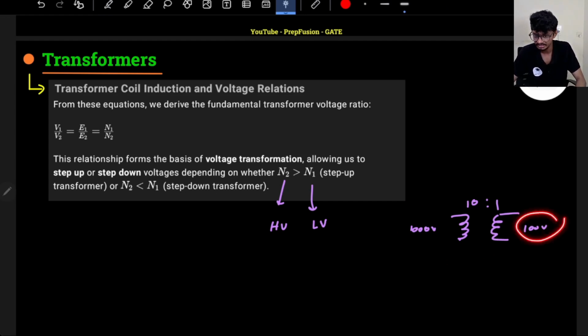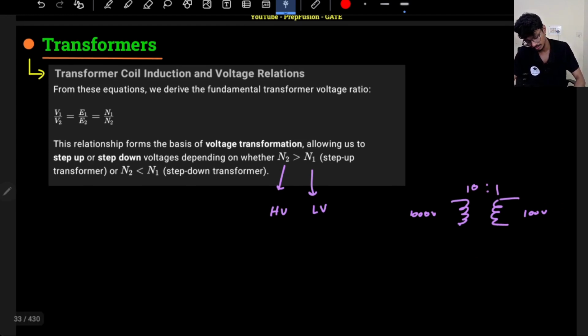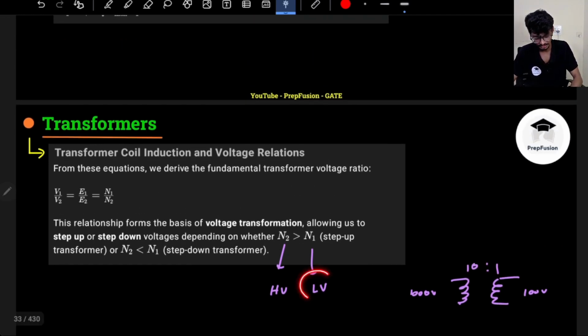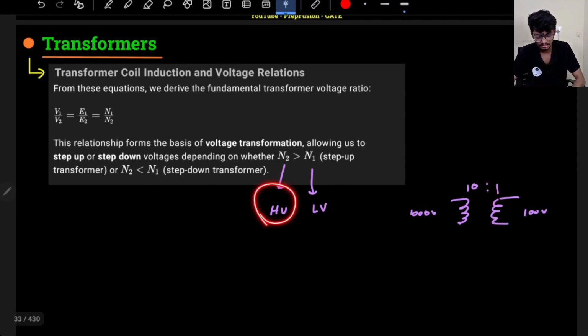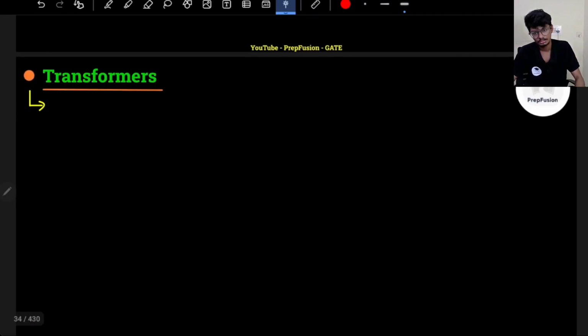Because if I increase my voltage, phi max will increase. So there is a limit, right? The core can take only a maximum flux. After that, the core will simply saturate. So due to that confusion, what we do is we say LV winding and HV winding. LV winding means the low voltage winding, the winding that has the lower number of turns, and HV winding means the high voltage winding, the winding that has the higher number of turns. That's it. Okay, so that was basically it.